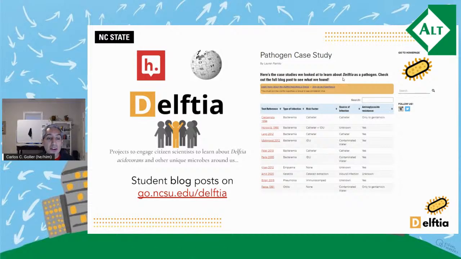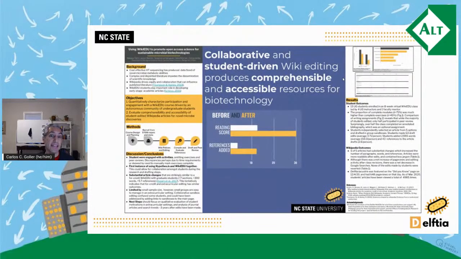And at the end of the semester, they had a series of blog posts, and they edited the Wikipedia page for Delftia that had just a paragraph and 3 sentences. And Carlos was always irked that one sentence was factually incorrect. The students created about 7 pages worth of information and data. And beyond that, they presented on how they annotated, how they collaborated, how they edited Wikipedia to produce more comprehensive and accessible resources. So they measured student reading scores of the text before and after editing it, and the number of references added. And this is just a screen capture of the poster.